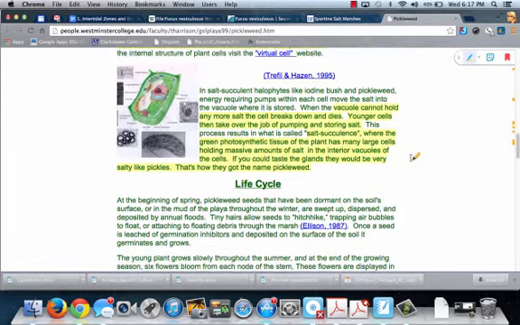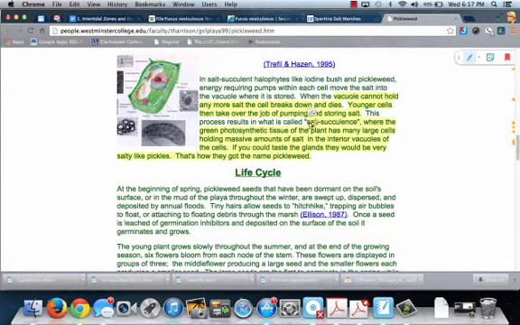And so the first time I've ever seen pickleweed, they called it a salt succulent plant, and that's how I learned about pickleweed. And basically, it means that they have these huge cells that hold massive amounts of salt inside of them. And so if you ate them, they taste very salty like pickles, which is how they got their name. This paragraph is literally how I learned it in like 2003.